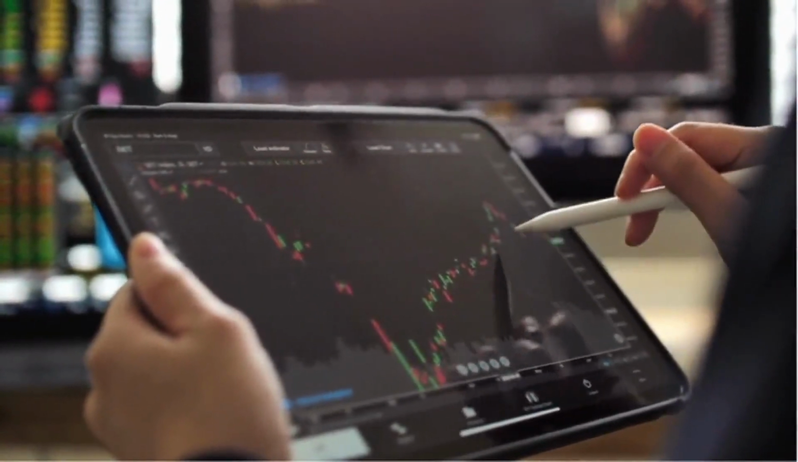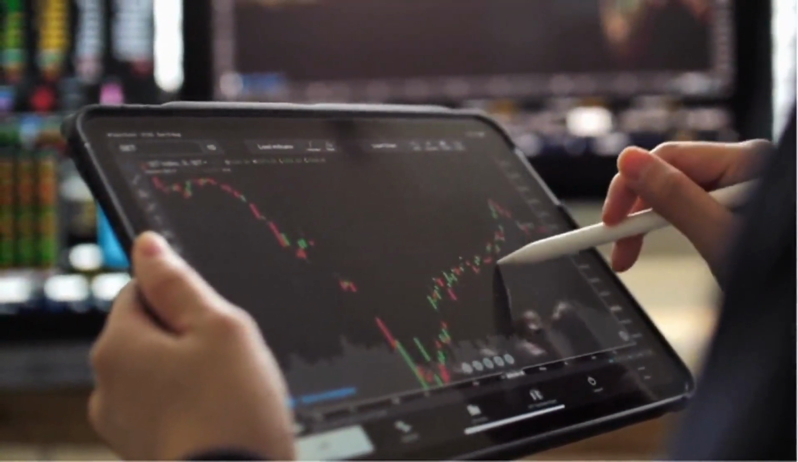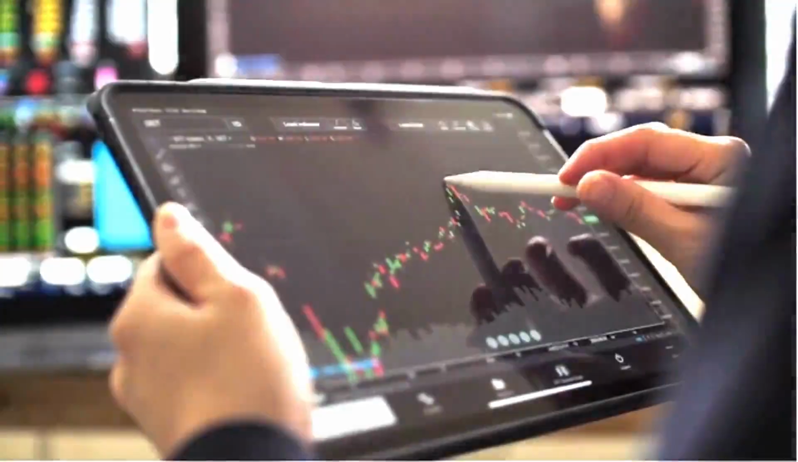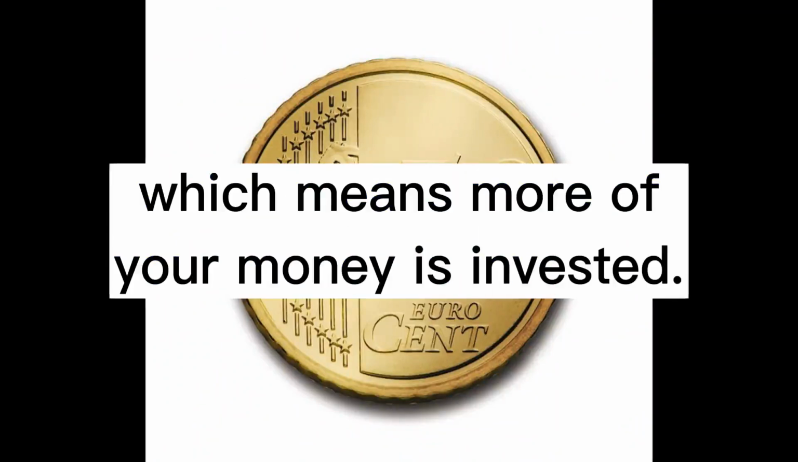Index funds are a great option for investors who want to achieve long-term growth. They provide broad market exposure, which helps to reduce the impact of individual company performance on your portfolio. They also have lower expense ratios than actively managed funds, which means more of your money is invested.